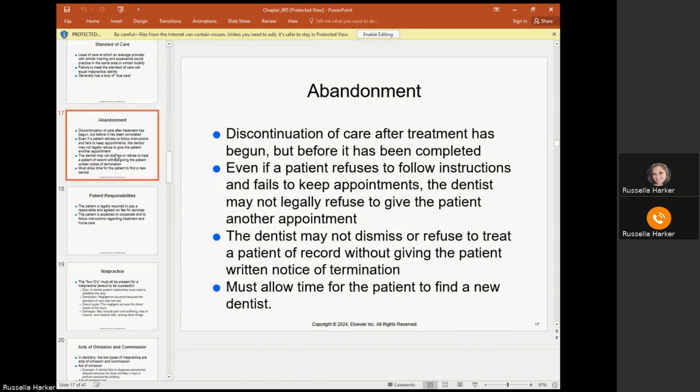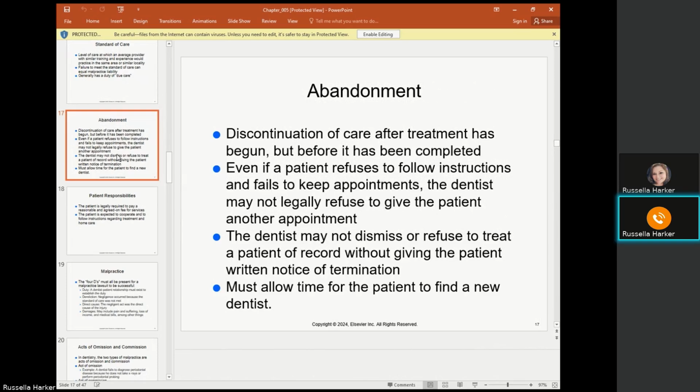Abandonment refers to the discontinuation of care after treatment has begun, but before it's been completed. So if a patient comes into your office and they have work that needs to be done, and they start that work, it's the dentist's obligation to see that patient through the rest of that treatment unless they choose to go somewhere else. The dentist cannot abandon them in the middle of treatment, say because they missed too many appointments or their attitudes don't work well together, things like that.